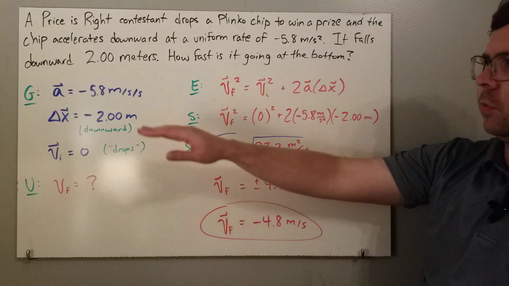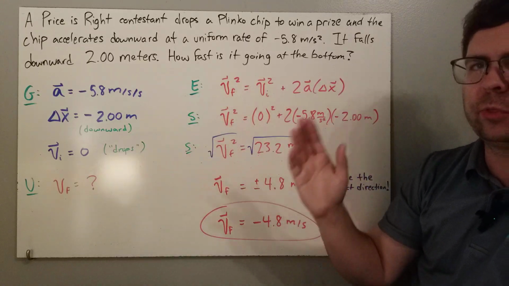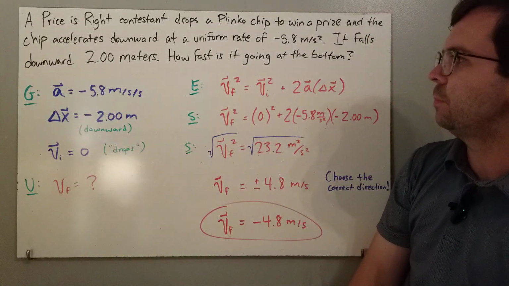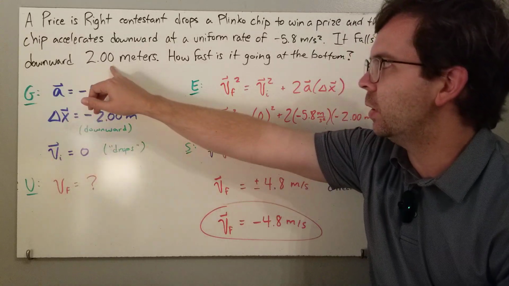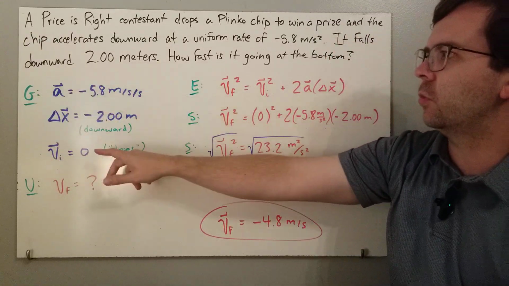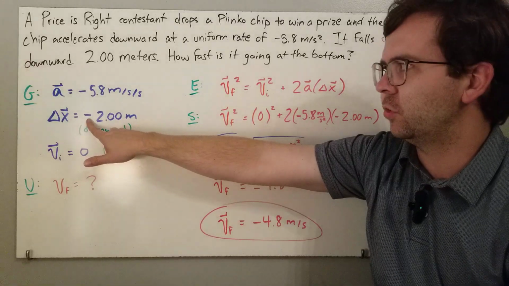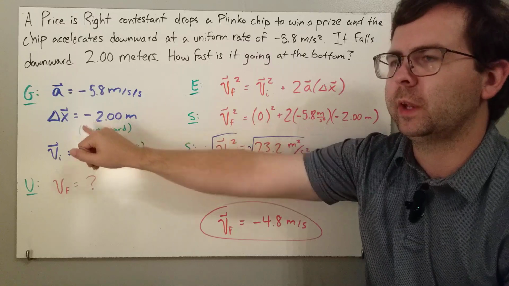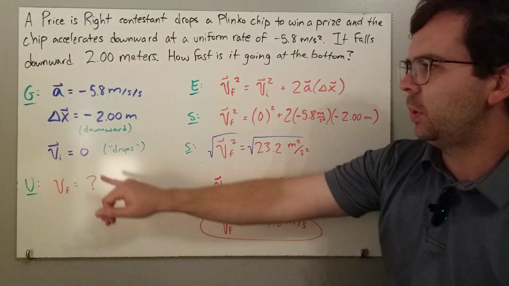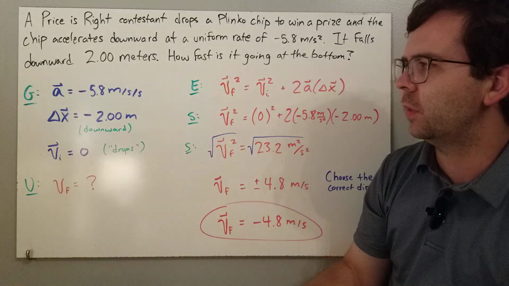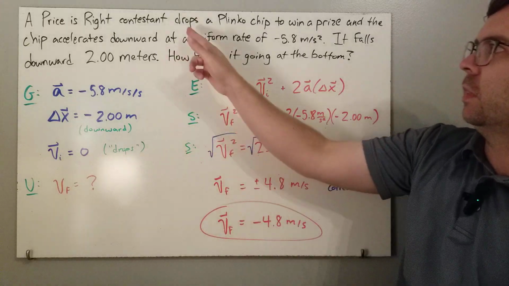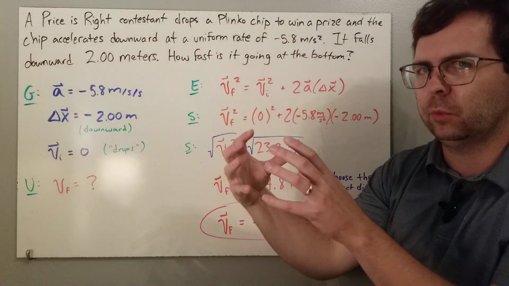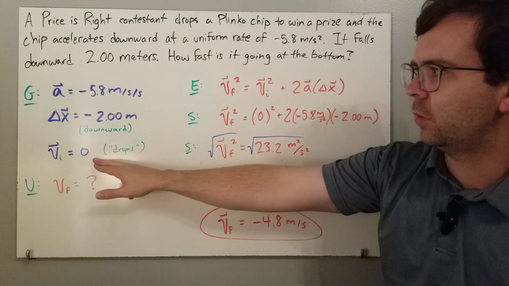So in this case, we have some given information that we have to do a little thinking about. The acceleration is negative 5.8 meters per second per second. The displacement is 2 meters, but it says downward, so we need to add in that negative sign to show the direction. It's not always given to us in the problem, so we have to do a little bit of thinking when we put that direction sign in there. And one piece of info that's kind of hidden or implied is that the starting speed was 0. It says that they dropped the chip. Anytime you see that word drop, you're holding it before you drop it, so it's at rest. So the starting speed is 0.